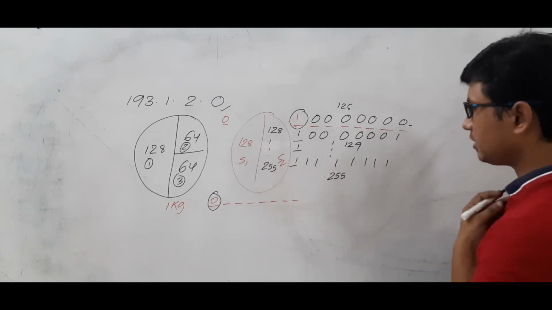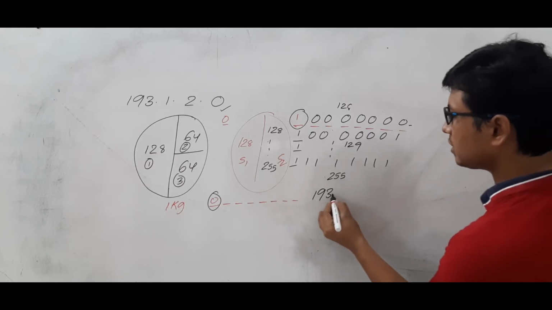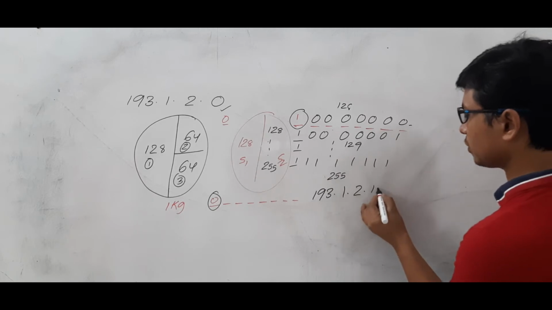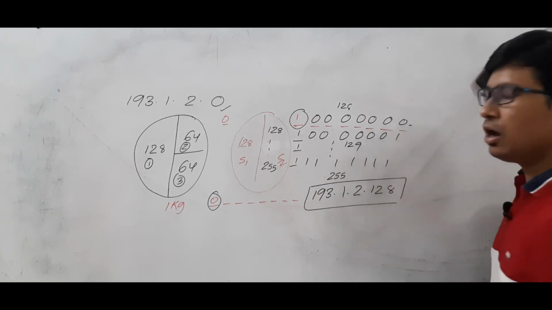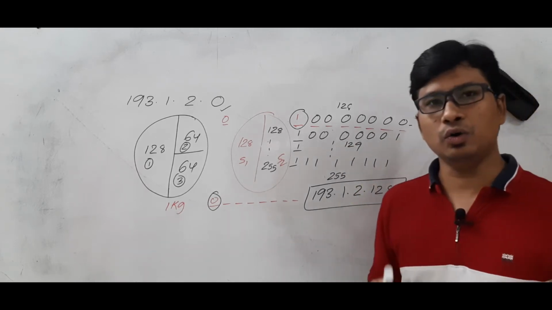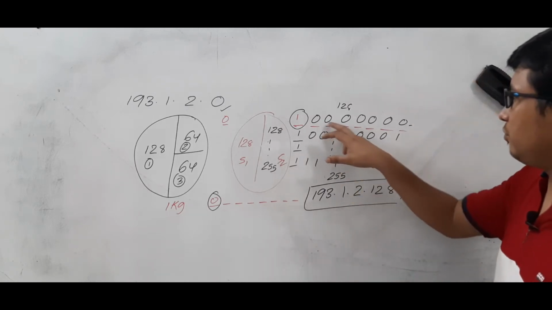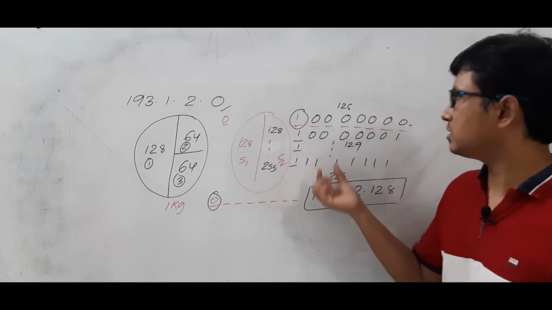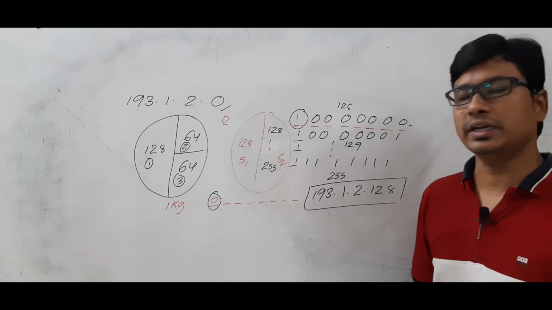And even you know what the subnet ID of S2 is. What is the subnet ID of S2? The subnet ID of S2 will be 193.1.2.128. Is it clear? Are you able to understand? How do I get the subnet ID? If I keep zeros in the host ID part, then I will get the subnet ID. So if you keep 7 zeros in the host ID part, that's why we got the first IP address as the subnet ID.